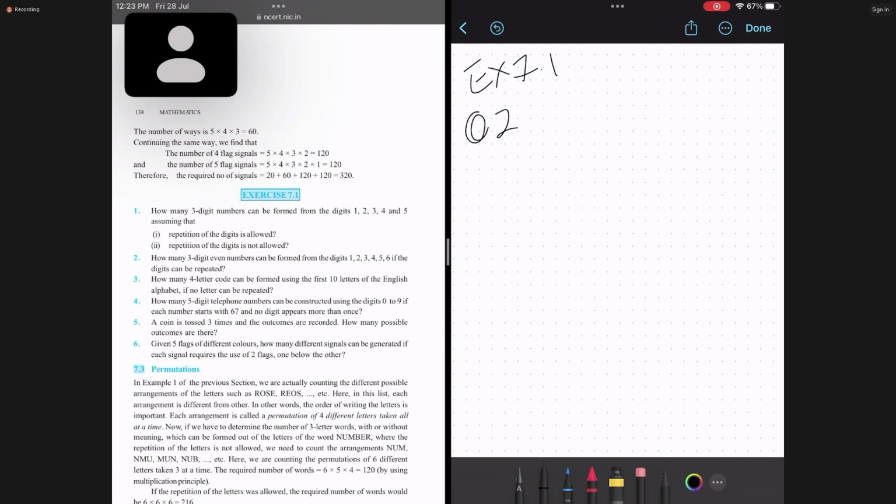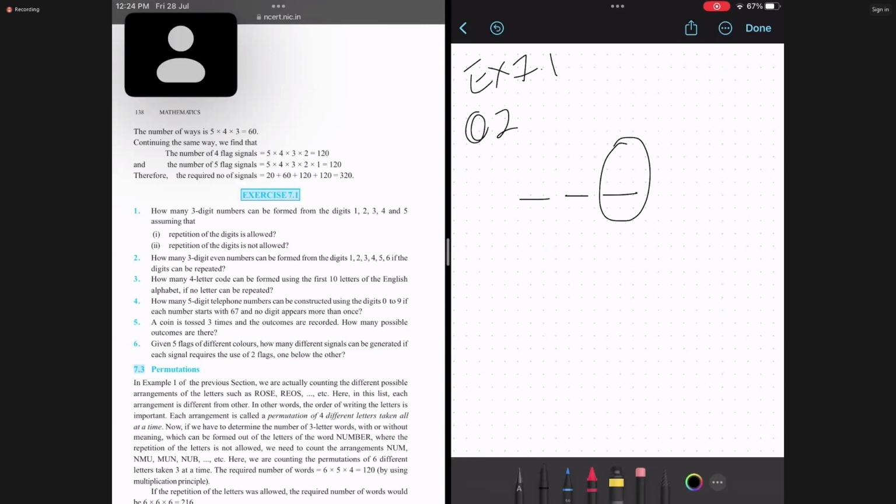Okay, so this is interesting. We need to form a 3-digit number again, the same as the first question, but the condition given to us is that the number should be even. Now, what do I mean by that? For any number to be even, the trailing digit has to be even. Only then is it divisible by 2, and only then is it even, right? So that is one of the conditions imposed upon us.